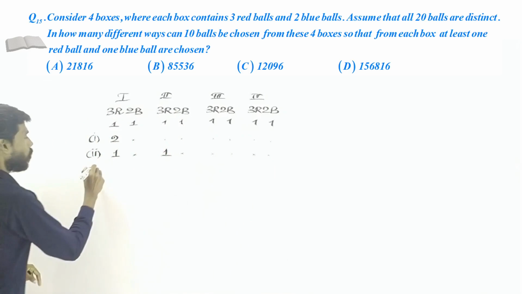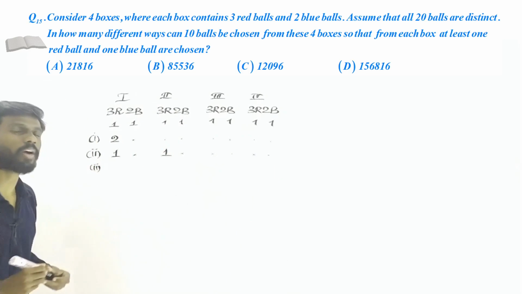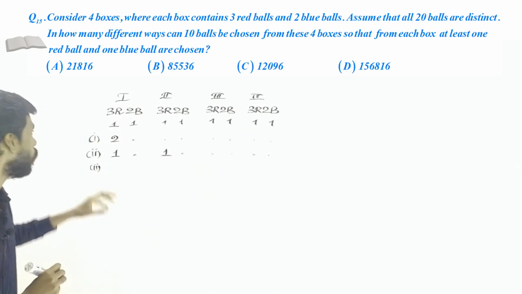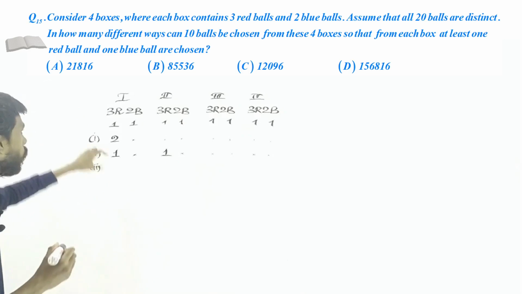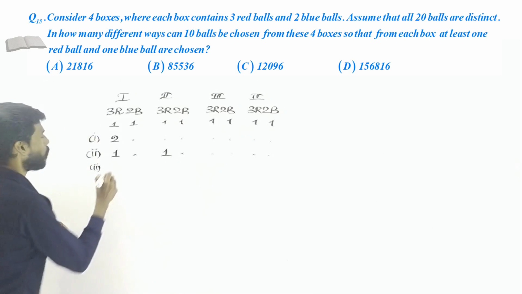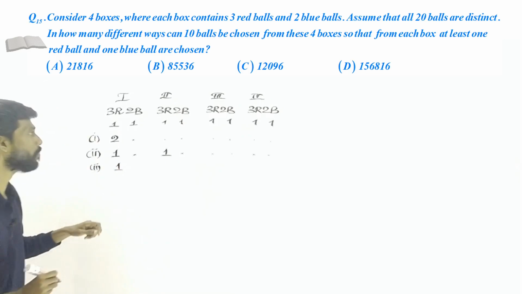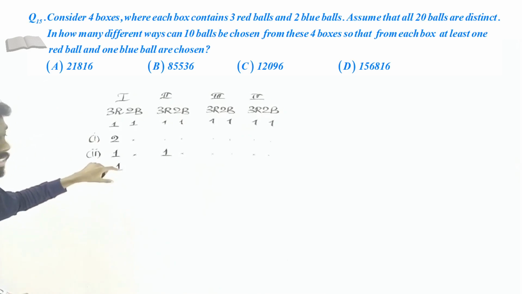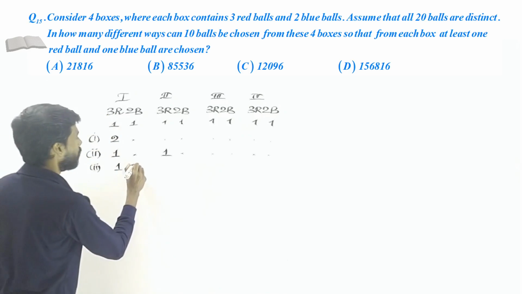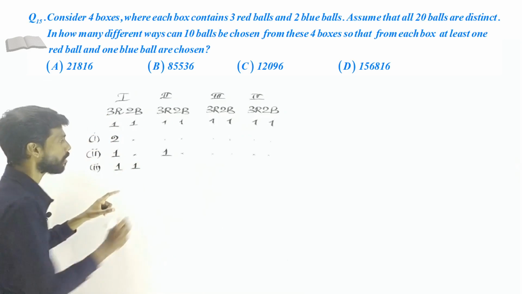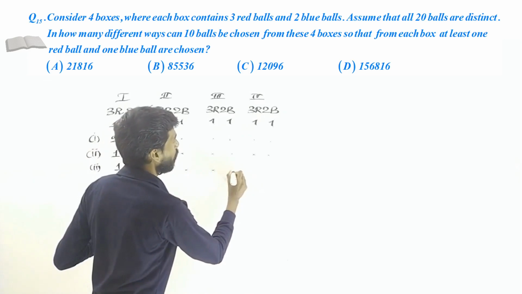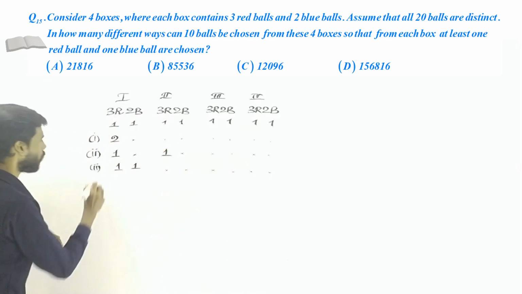Now next case. What is the next case? Now the red ball case is done. Now we have to select blue balls. 1 red ball, 1 blue ball. 1 red ball is selected, maybe from the first box, any one box, and 1 blue ball is selected, maybe from the first box itself, anyone. Now no more balls from the other boxes. Okay, done. Now one more case.